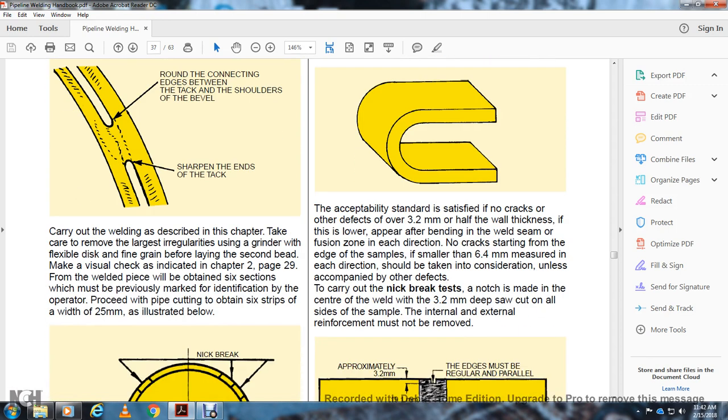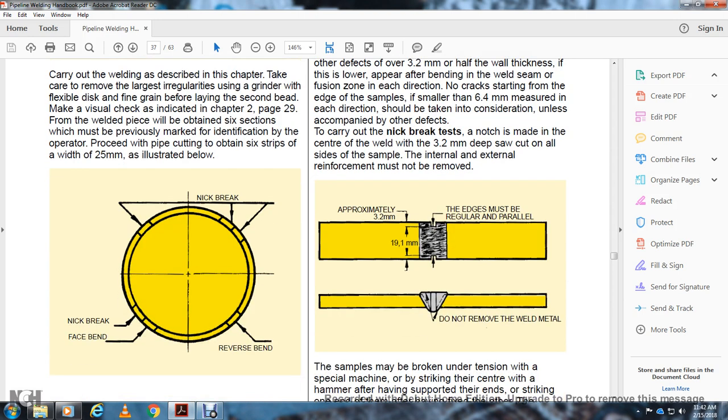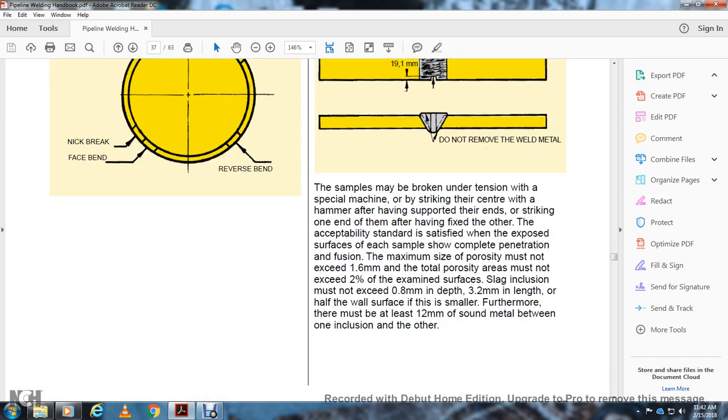Carry out the nick break test with a notch at the center of the weld of 3.2 millimeters on all sides of the sample. The internal and external reinforcement must not be removed. The approximately 3.2 millimeter edges must be regular and parallel, with 119.1 millimeters. Do not remove the weld metal. The sample must be broken under tension, using a special machine or striking the center with a hammer, with the support at one end and the other edge fixed.